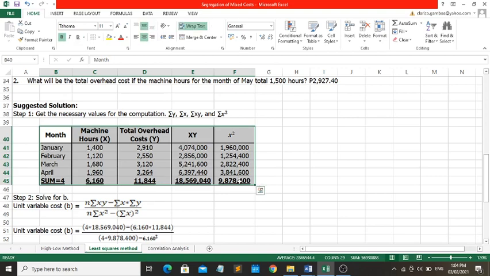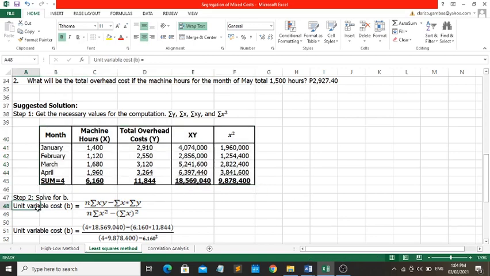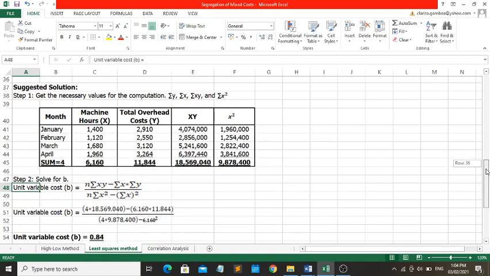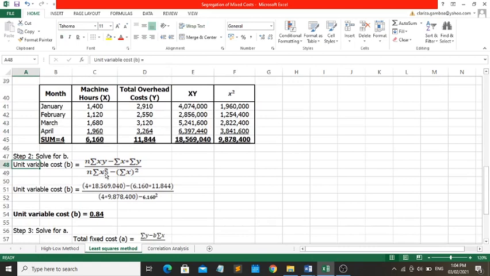So, after computing all the necessary values, we can now substitute them in the formulas we have for variable cost and for our fixed cost, or for B and A. Okay. So, now we have N summation of XY. Our N is the number of observations, which is 4, from January to April. 4 times 18,569,040. Why? Because that is the summation of XY.